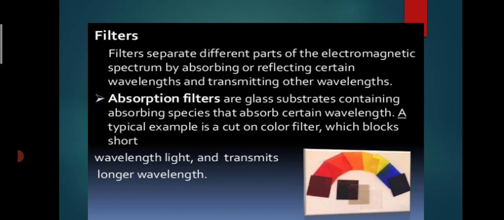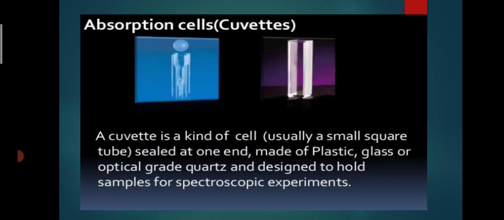Filters. We already know the operation of filters. The filters separate the different parts of the electromagnetic spectrum by absorbing or reflecting certain wavelengths and transmitting other wavelengths. Absorption filters are glass substrates containing absorbing species that absorb certain wavelengths. A typical example is a cut-on color filter which blocks short wavelength light and transmits longer wavelength.